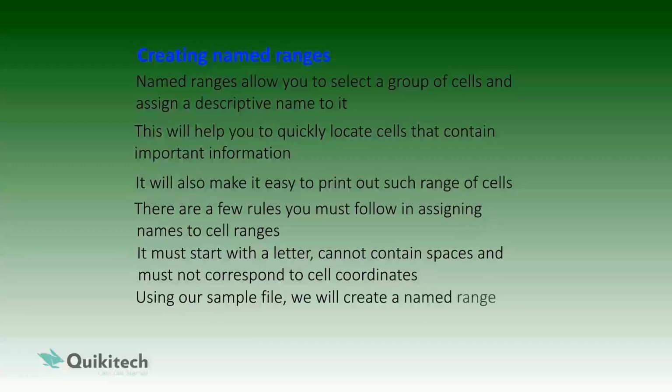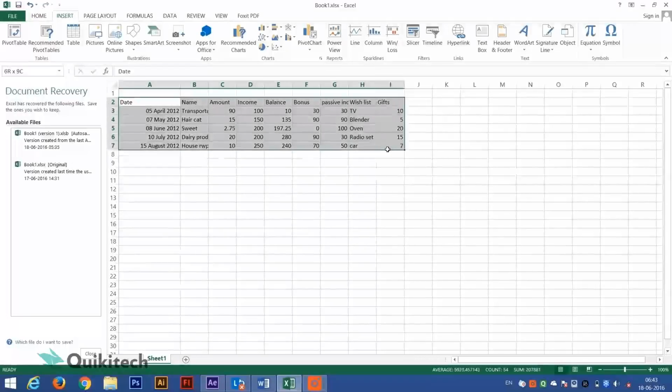Using our sample file, we will create a name for a range of cells. 1. Select the range of cells to name. In this case, we will select all the data in our sample worksheet. 2. Click the cell address of the current cell that shows up in the name box. 3. Type in the name for the range of cells in the name box.